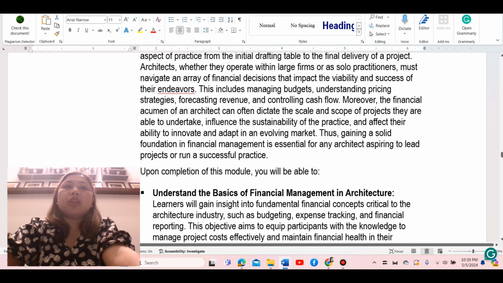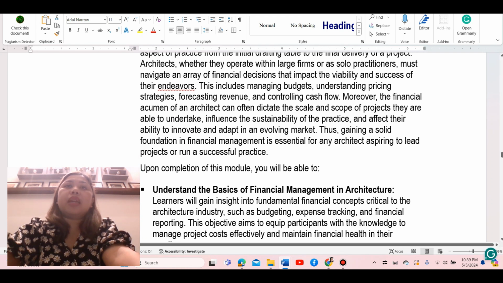Moreover, the financial acumen of an architect can often dictate the scale and scope of projects they are able to undertake, influence the sustainability of the practice, and affect their ability to innovate and adapt in the evolving market. Thus, gaining a solid foundation in financial management is essential for any aspiring architect to lead projects or run a successful practice.